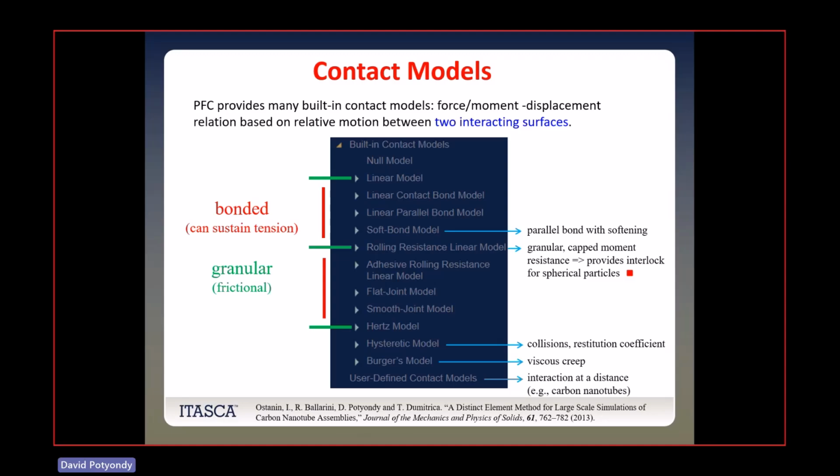And so this user-defined contact model allowed us to actually model a pile of nanotubes, where you take a collection of balls that are bonded. So it's just like the geogrid thing. If you take a string of balls that are bonded, it behaves like a beam of circular cross section. And then you need to understand the physics of nanotubes, which is crazy.